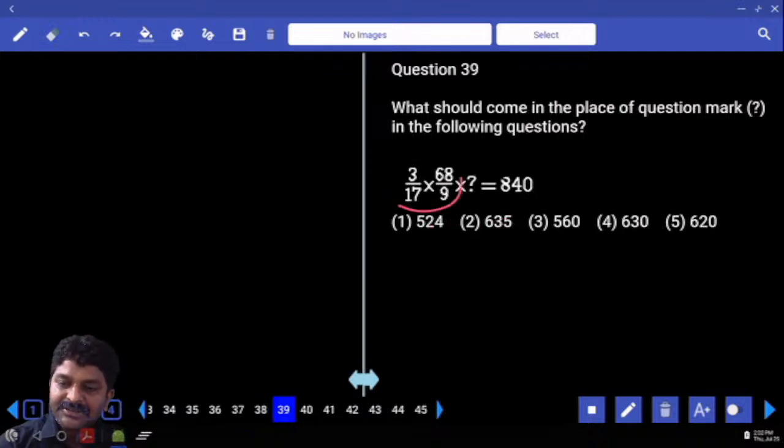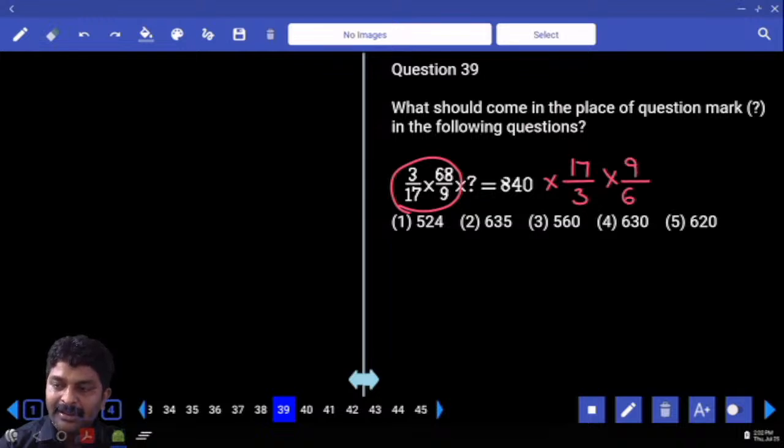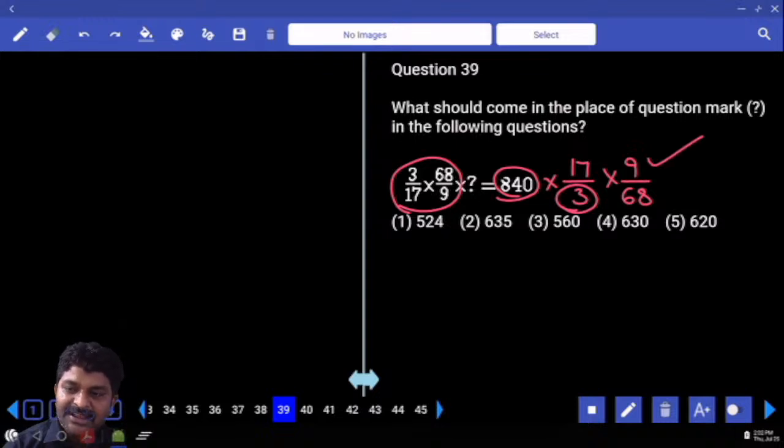Right. First of all, take these values to the right hand side. They become 17/3 into 9/68. Right? Numerator 840 is a 3 multiple. This 3 multiple in the denominator gets cancelled. Still you have 9 in the numerator, which is a 9 multiple. Answer must be a 9 multiple and there is only one option. Yes.